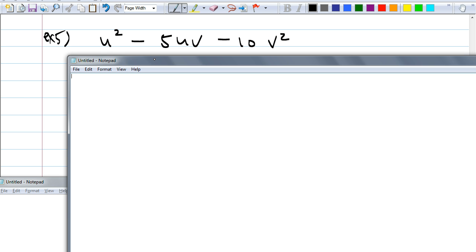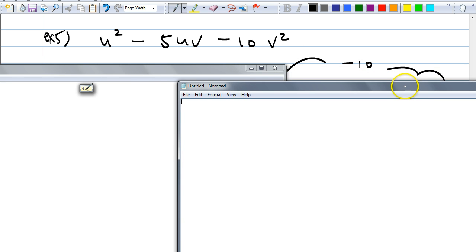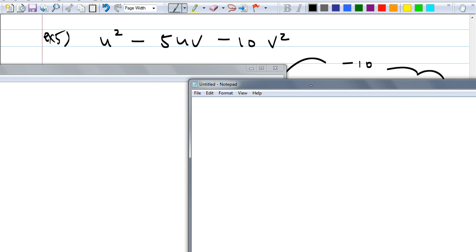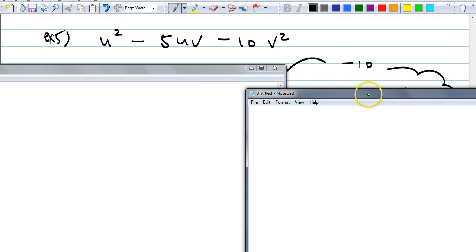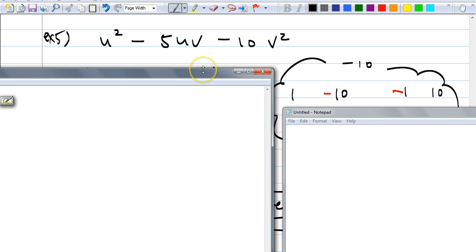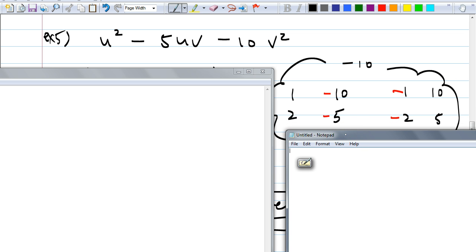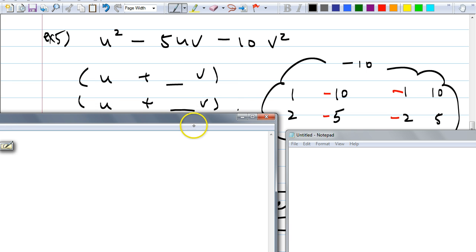All right, many of you I think have the right answer. First of all, how many ways are there to multiply two numbers so they get negative 10? I'll give you the first one. I actually wrote this out this time. 1 and negative 10; you could also have negative 1 and 10. Then I did 2 times negative 5, and of course you could also have negative 2 times 5. Are there any others? No. And of course, in order to get u squared and then v squared as the last term, you need u plus something v and then u plus something v, right?